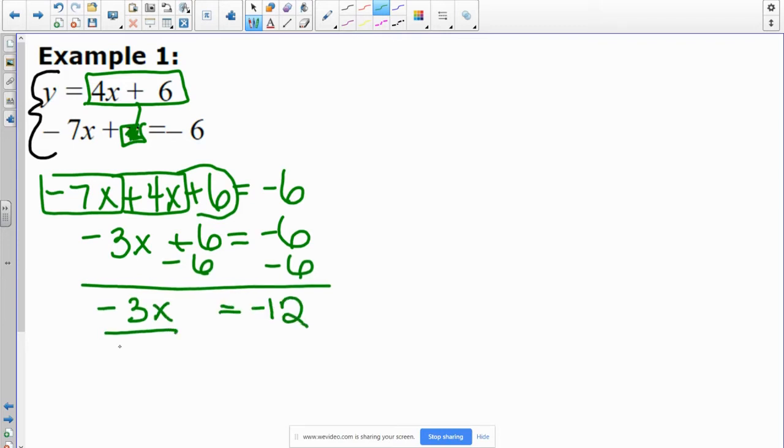And now I'm going to divide by negative 3. And I get x to equal 4. So step 1, I substituted. And now I got the variable for 1.